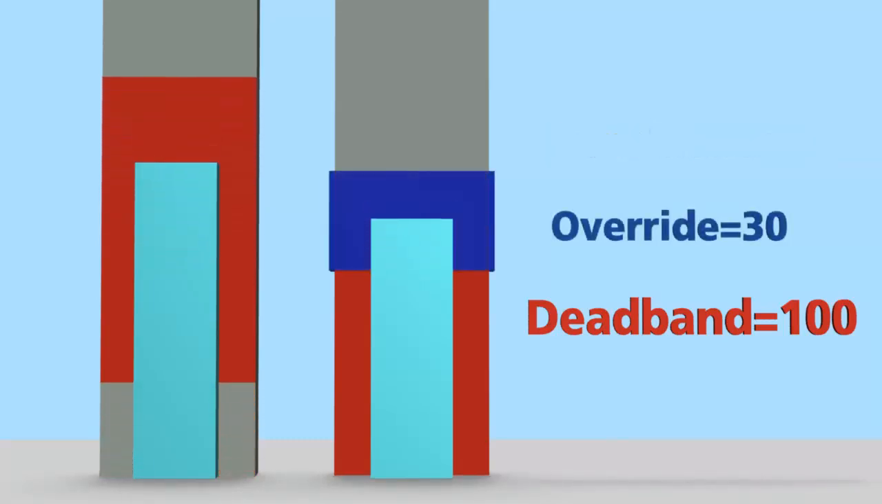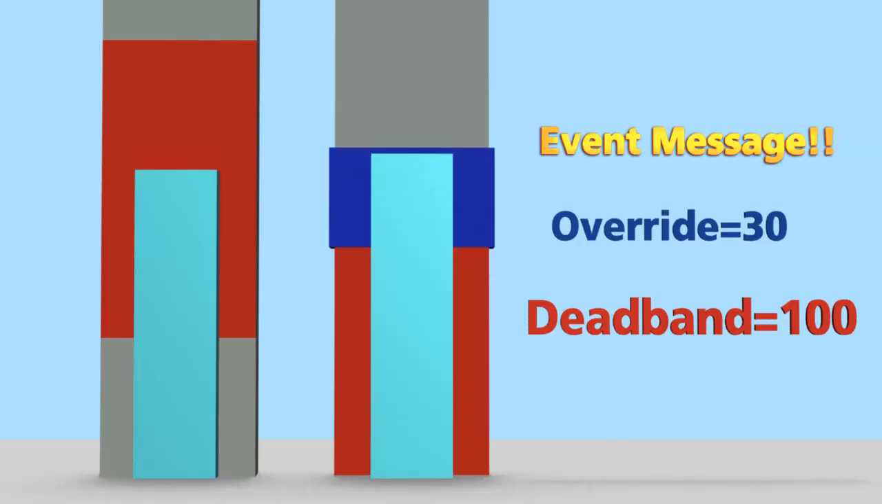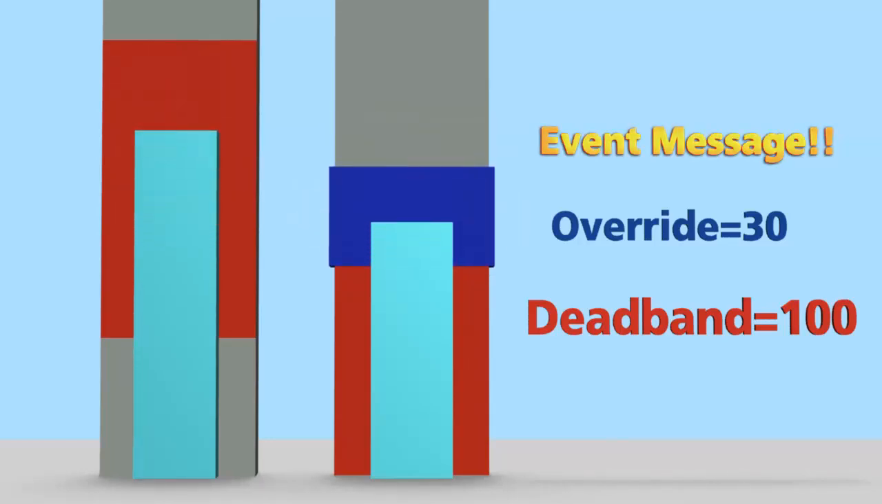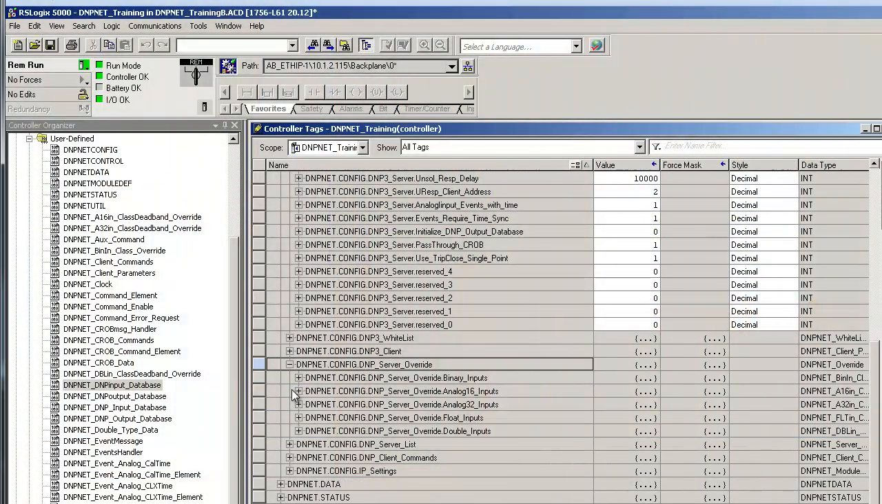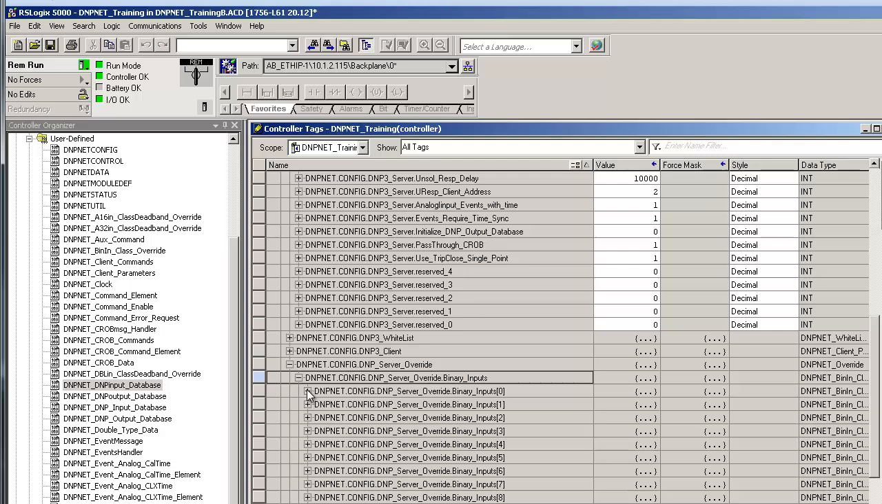This allows you the flexibility to customize how frequently the DNPNet module will generate event data. The module can generate an event for any binary input which changes state, or any analog point which changes beyond the deadband setting for the point. If we expand the dnpnet.config.dnp server override tag, we can see there are tags for each of the data types.